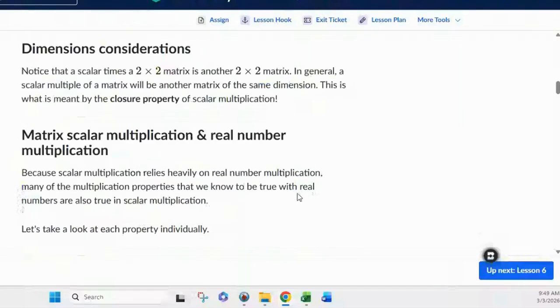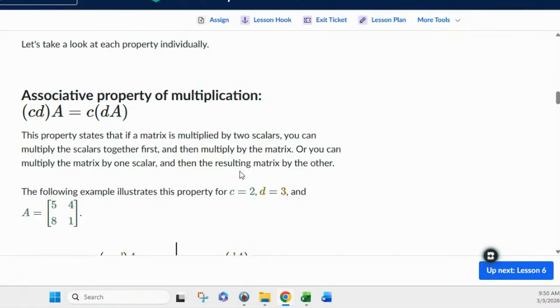So let's look at a 2 by 2 matrix. Notice that a scalar times a 2 by 2 matrix is a 2 by 2 matrix. Scalars will not change the dimensions. That's what is meant by the closure property. Closure property means it's not going to change the dimensions by multiplying by a scalar. So let's look at each property individually underneath it.